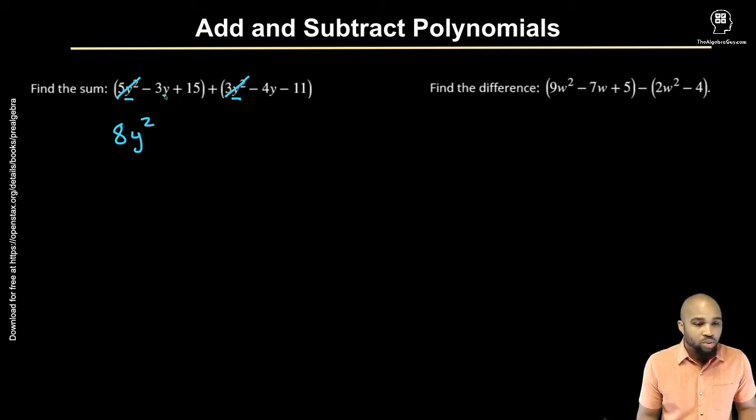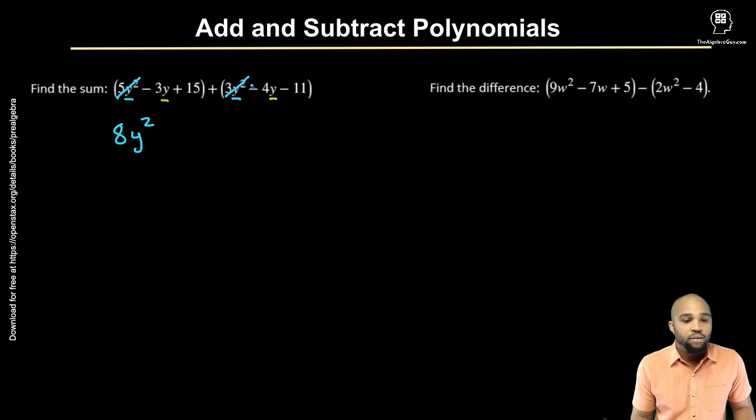Now I see my next one's going to be my y, just y by itself. That gives me a -3 and a -4. Don't forget to include those negative signs because that's an important part of that number. You can't disconnect those. So you're going to have a -3 minus 4, or a -3 plus a -4, however you want to say it. It's still going to give you the same number, -7y. I'm going to cross those out. Now I'm left with 15 minus 11. That gives me a +4, and we're done.